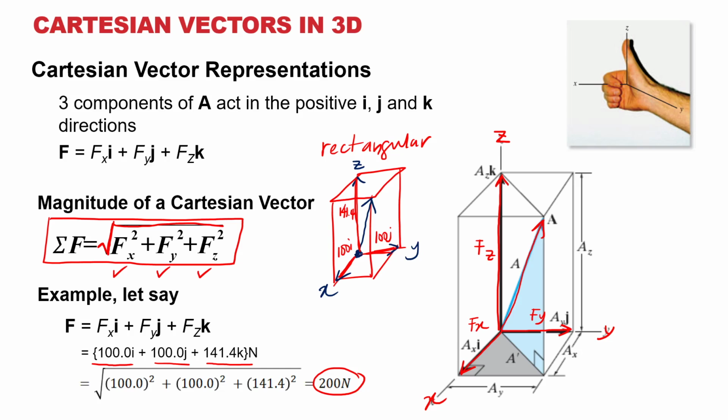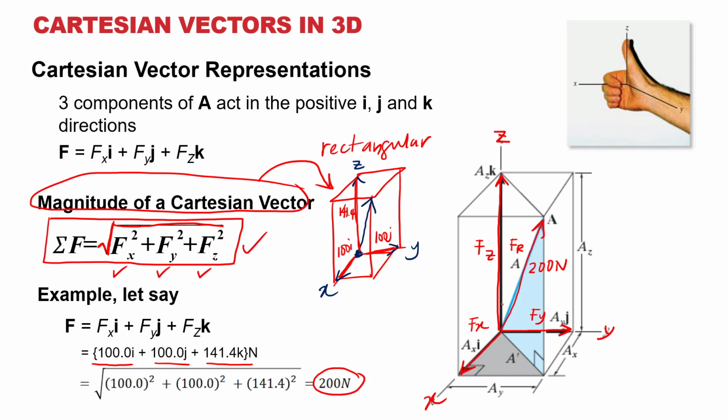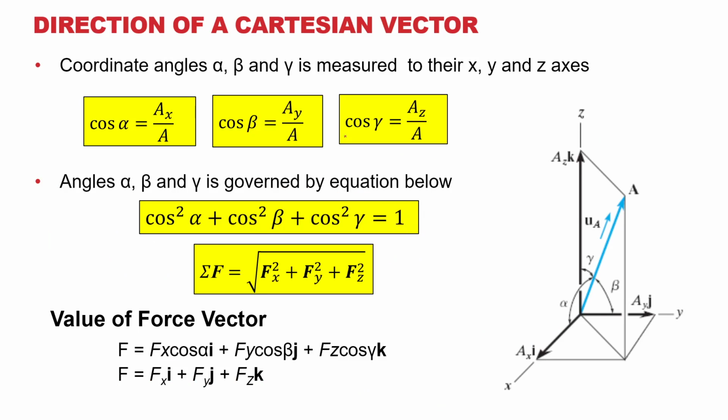So let's say this one is basically Fr. Let's say the value here is 200 Newton. You can resolve it using this relationship. And this is basically using a rectangular coordinate system. So you still have all your components I, J and K. Other than looking at the rectangular, you can also resolve the direction.